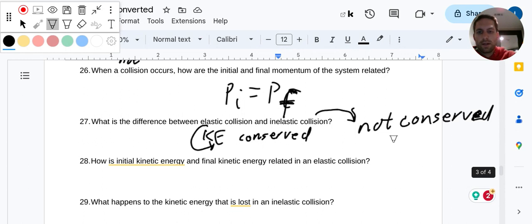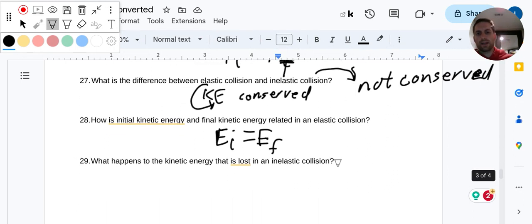Okay, so initial kinetic energy, this is the conservation of energy again. Energy initial equals energy final. And technically, I guess, kinetic energy initial equals kinetic energy final.